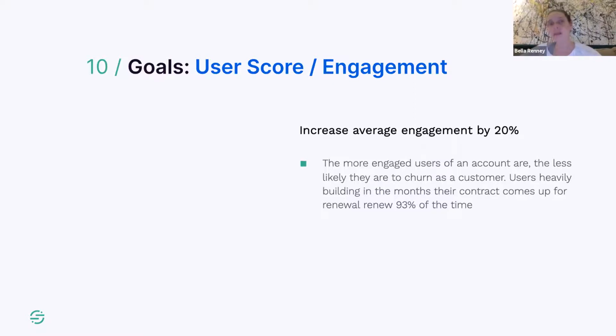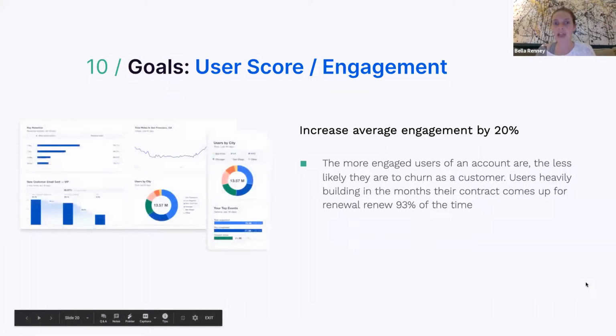And the reason behind that is pretty clear. The more engaged users of an account are, and the data showed this in terms of predictability, the more likely they are to renew their use of Tray, and the less likely they are to churn as a customer. We could see that users heavily building and using different tools in our product portfolio, in this suite of tools they had access to, in the months before their contract comes up for renewal, renew 93% of the time. So that's something that we really wanted to push on. And Jazz is going to talk us through what that looks like.